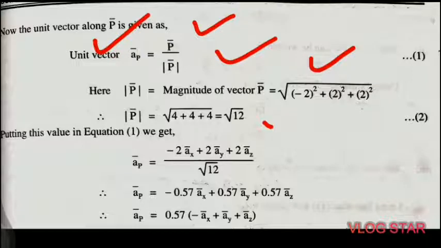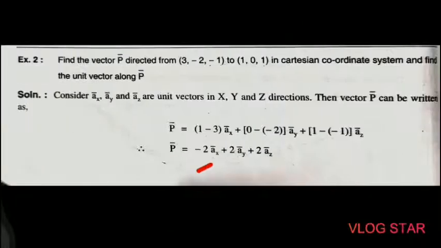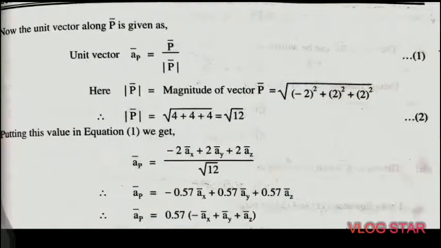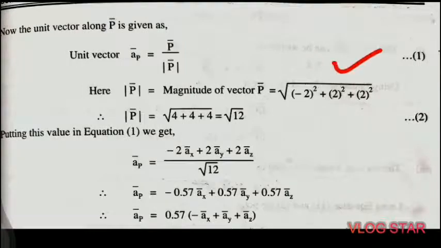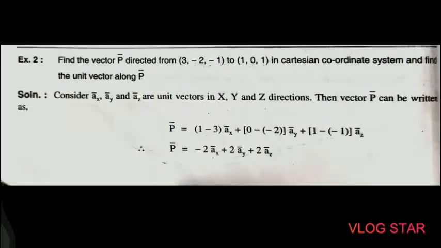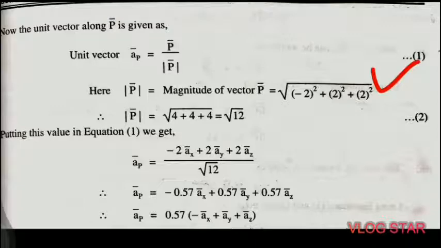So whatever the values of x, y, z are, you have to square them and add them. So we will get under root of the coordinate of x, which is -2, so -2 square is 4. Then the coordinate of y is +2, again it will become 2 square, and for z it is +2 again, so this will become 2 square. So the magnitude of vector p bar is equal to under root of 4 plus 4 plus 4, which is equal to under root of 12.